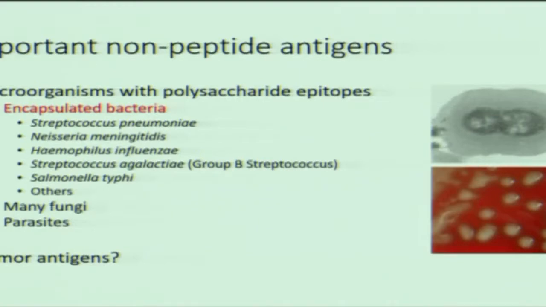And specifically, I'm going to highlight encapsulated bacteria, including Streptococcus pneumoniae, Neisseria meningitidis, and H. influenzae, 3 important causes of human disease worldwide. And these organisms possess a polysaccharide capsule, which is the presenting antigen for our immune system. And so this T-independent pathway is a suboptimal way of managing these organisms.